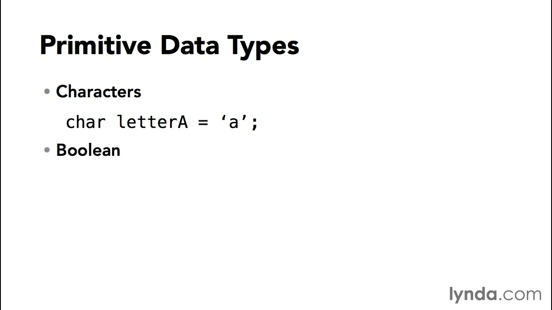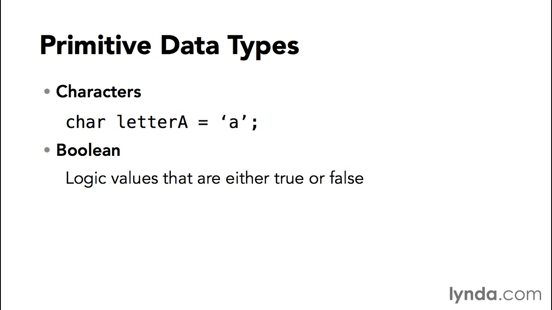Next, we have a variable type called Boolean, which is named after a famous mathematician, George Boole. It allows us to store a value of true or false. The Java syntax is boolean, the variable name such as result, equals either true or false.